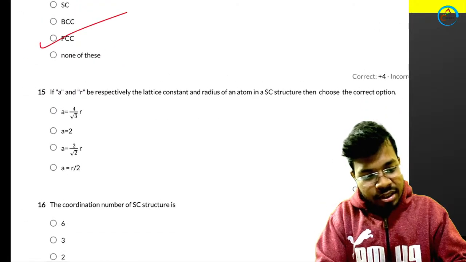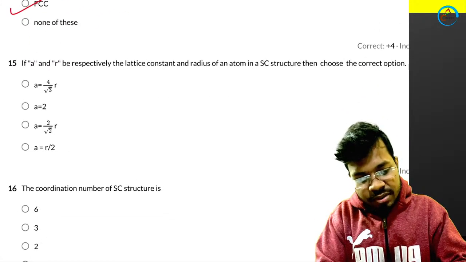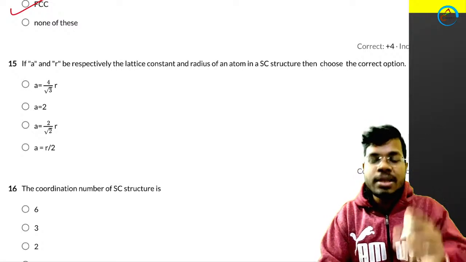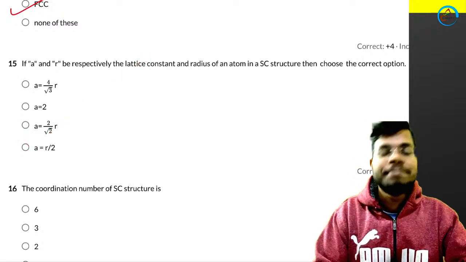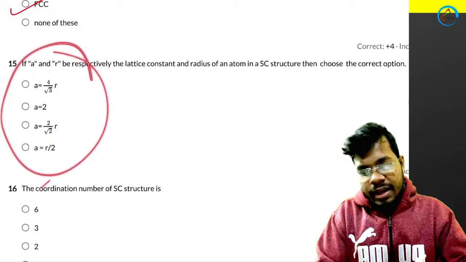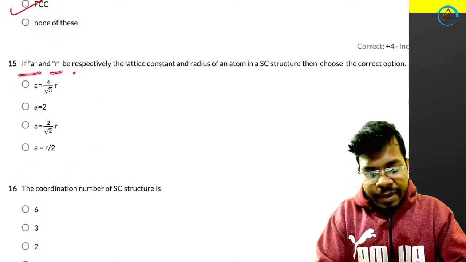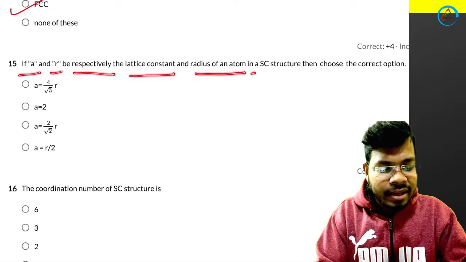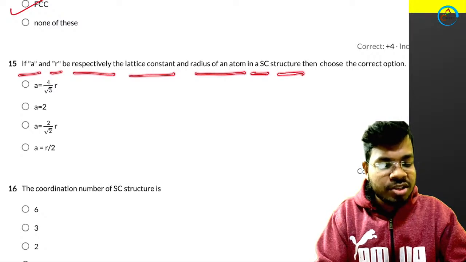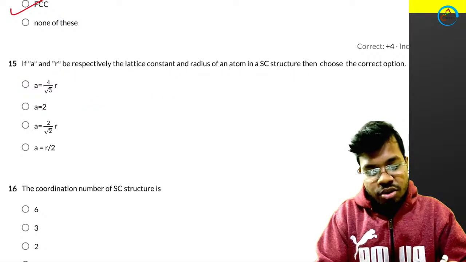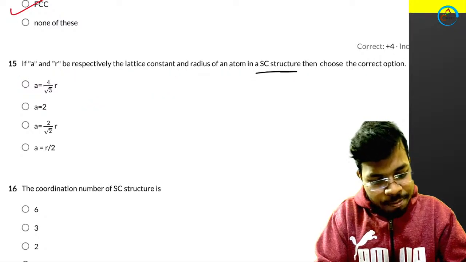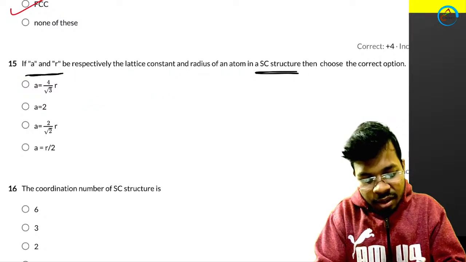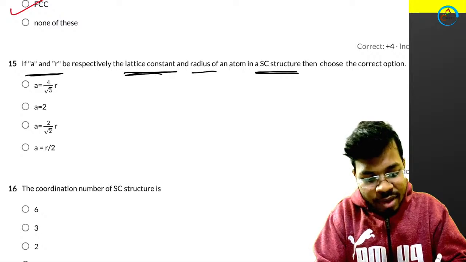Now this question, again, it's a conceptual question, but if you can visualize, you can do this easily. Good. Now come back. If A and R are respectively the lattice constant and the radius of an atom in a simple cubic structure, then choose the correct option. You have to focus on these words: simple cubic, and A and R being the lattice constant and the radius.